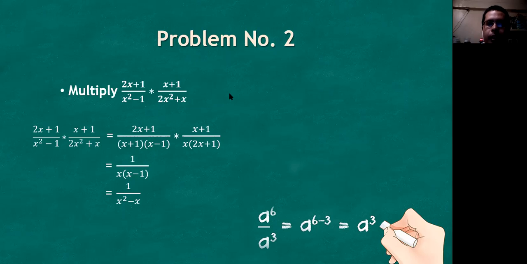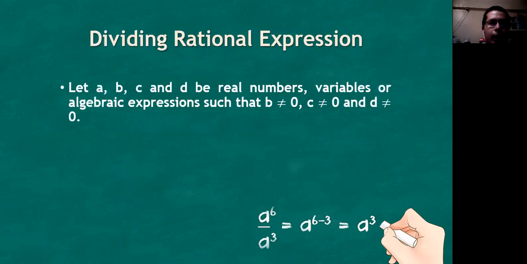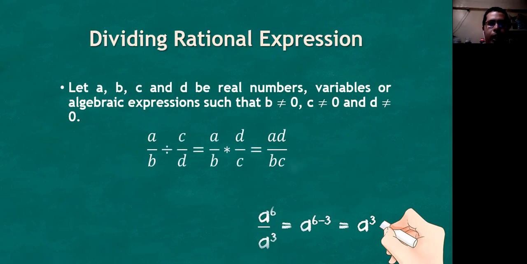Okay, so next, let's proceed with dividing rational expressions. We let A, B, C, and D be real numbers, variables, or algebraic expressions such that B is not equal to 0, C is not equal to 0, and D is not equal to 0 as well. This is the expression in dividing rational expressions. This is also applicable in dividing fractions.